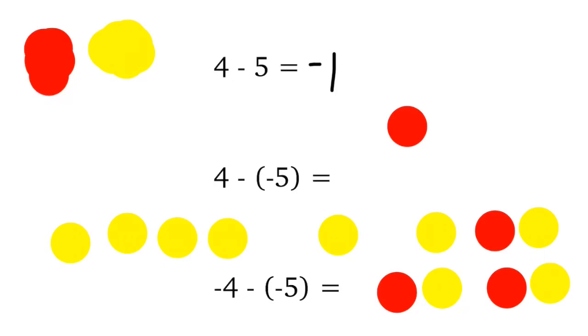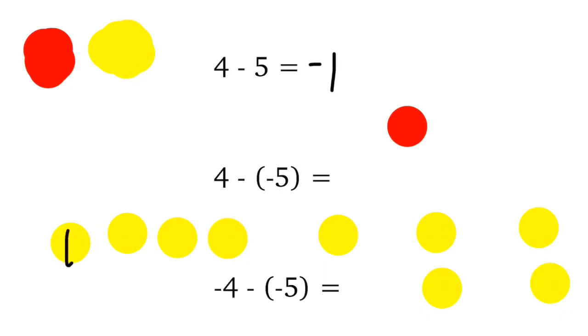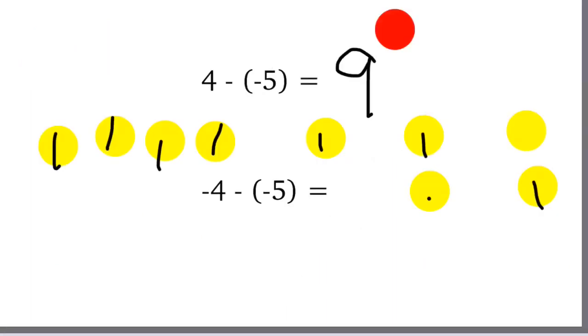1, 2, 3, 4, 5. Now all of these positives are part of my answer. I no longer have zero pairs. I have 1, 2, 3, 4, 5, 6, 7, 8, 9 positives. So my answer is positive 9. All right, guys, pause the video and try the next problem on your desk.